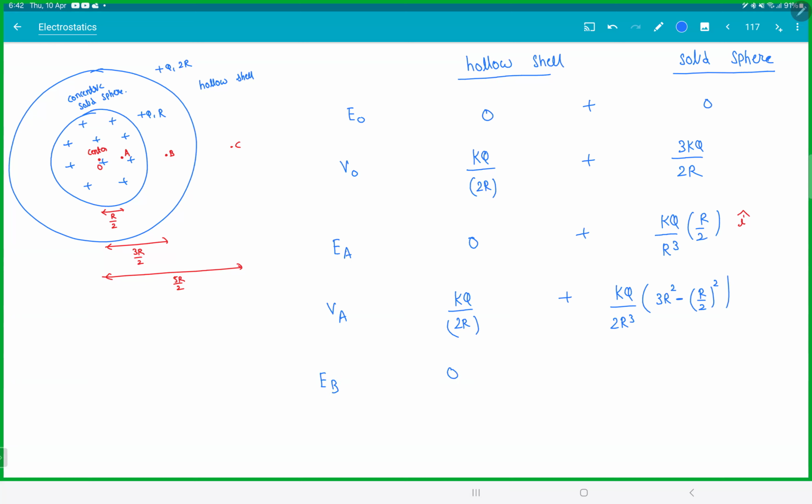EB, this is still inside. Now this guy is outside, so K cube by 3R by 2 whole square I cap. Potential at B, now this is still inside, so K cube by 2R. So hollow shell in that sense it is neat, and this guy will be K cube by 3R by 2. Clear?